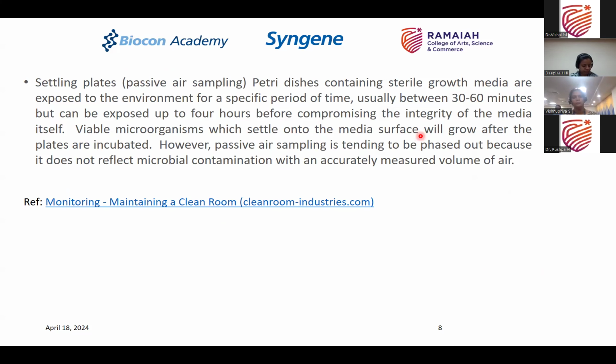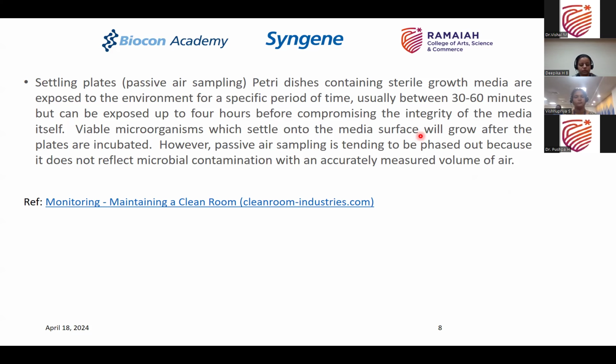And you can plate it, expose it for 30 to 60 minutes. It also depends, the time depends: 5 minutes, 10 minutes, 15 minutes, etc. Then once the exposure time is over, close the lid, keep it for incubation at appropriate temperature and time, monitor for the growth of the organism, and calculate the CFU and interpret the results. So this is how passive air sampling is done.